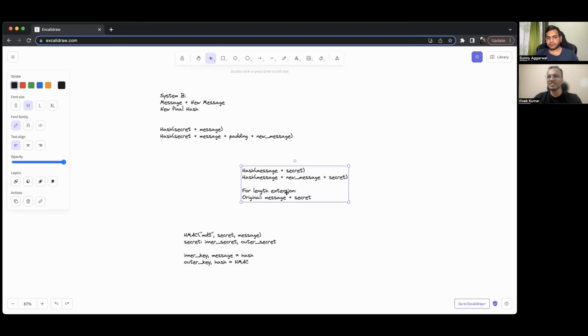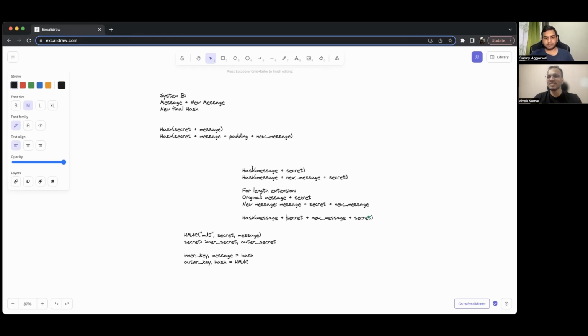What I'm saying is, if I have to run a length extension here, since the original message is message plus secret, we will have to generate the new message as message plus secret plus new message. Then only it will work. But we do not know the value of the secret, and that is the only reason we are protected against it. But this is not the right way or the best practice to generate an HMAC.